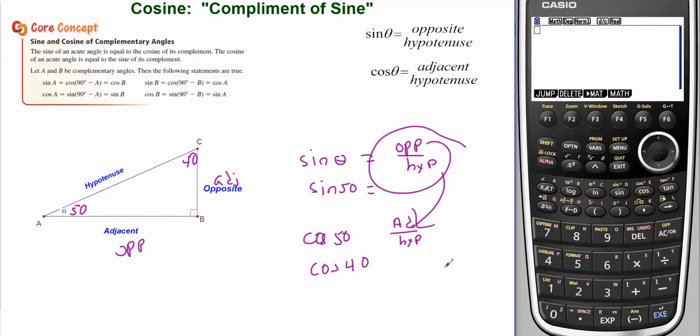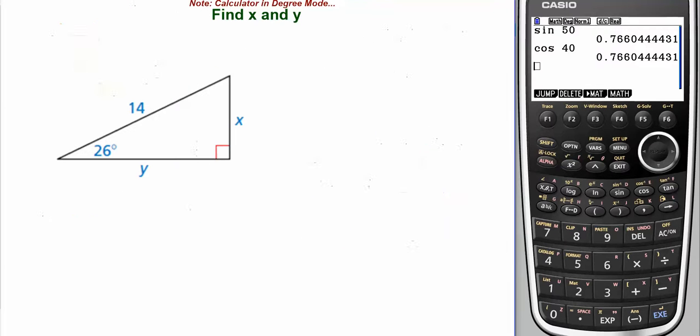I'm going to go ahead and do the sine of 50 degrees. And we're in degree mode. So it's about 0.766. So whatever those numbers are, the ratio boils down to that. Let me do the complement, the cosine of 40 degrees, and I'm going to get the exact same thing. So that's just one neat definition. So you can have multiple approaches to solving problems.